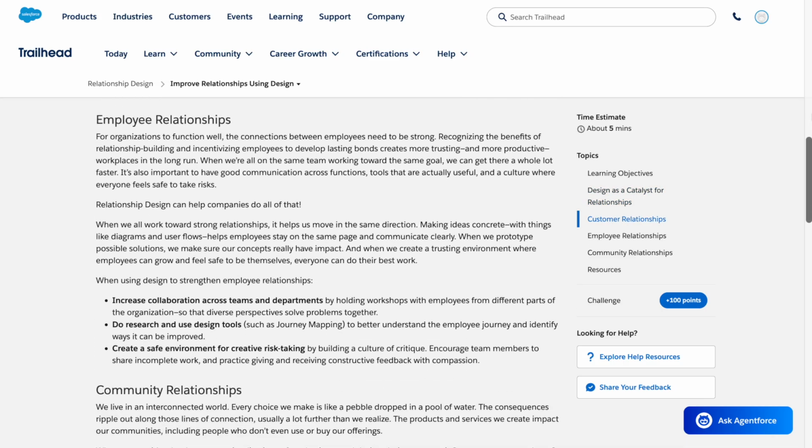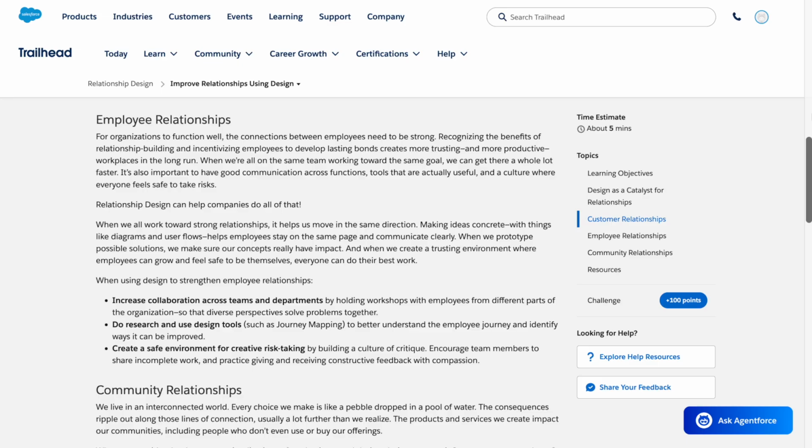Employee relationships. For organizations to function well, the connections between employees need to be strong. Recognizing the benefits of relationship building and incentivizing employees to develop lasting bonds creates more trusting and more productive workplaces in the long run. When we're all on the same team, working toward the same goal, we can get there a whole lot faster. It's also important to have good communication across functions, tools that are actually useful, and a culture where everyone feels safe to take risks.